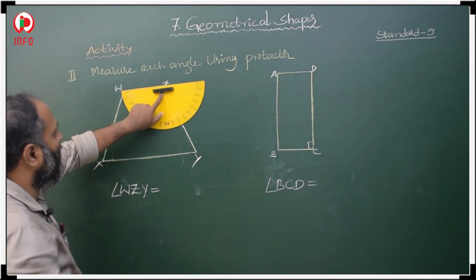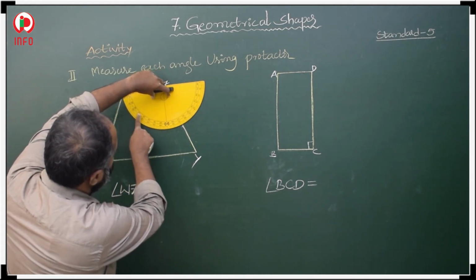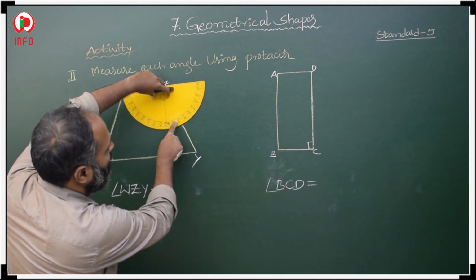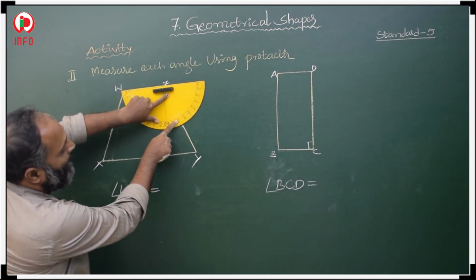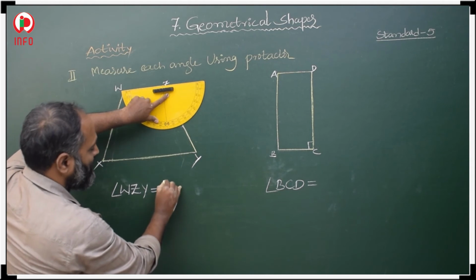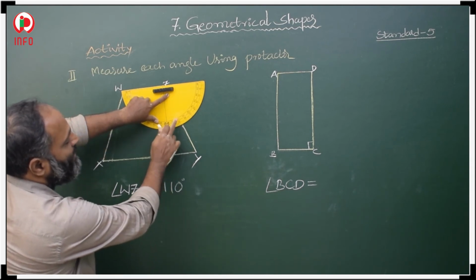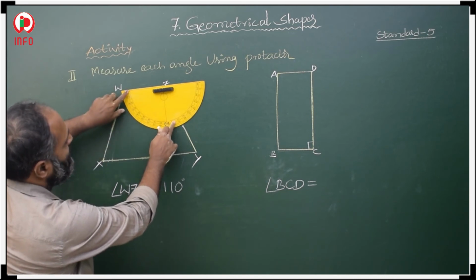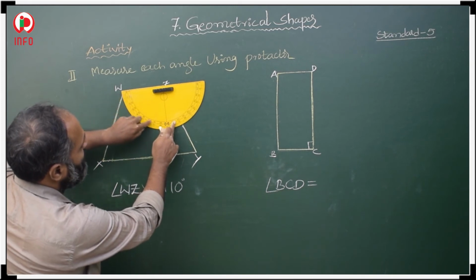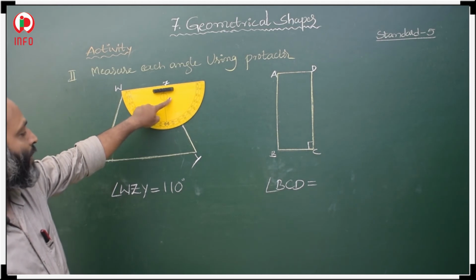And after that we have to check. 0, 10, 20, 30, 40, 50, 60, 70, 80, 90, 100, 110. This is 110. Angle Z is 110 degrees. Here 110 is there and 70 is there. We start from 0, count from 0, not from 180. So from 0 to 110, this is 110 degrees. In this way we have to find.